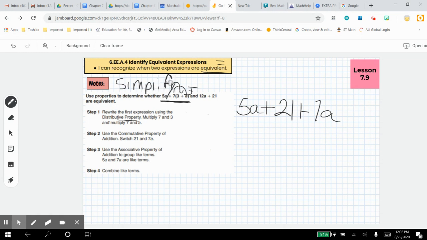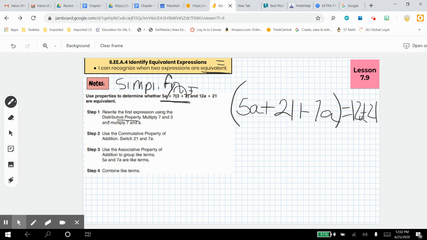So what I've just done is I have simplified that first expression. I want to know, is it equal to 12a plus 21? I'm running out of space here. Oops, 12a. My bad. All right, so we're not done yet. We need to work with this first part of our expression here, this first expression.